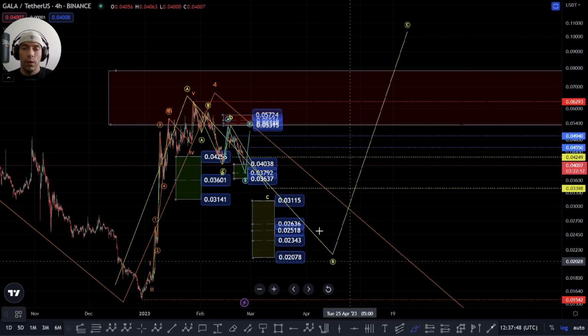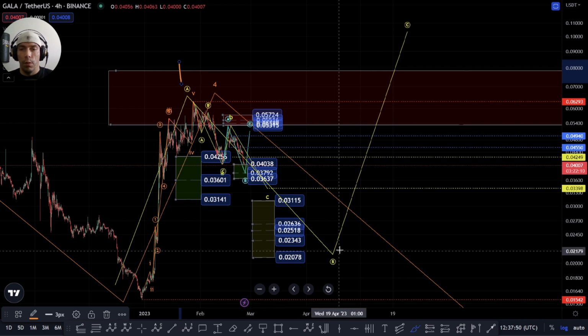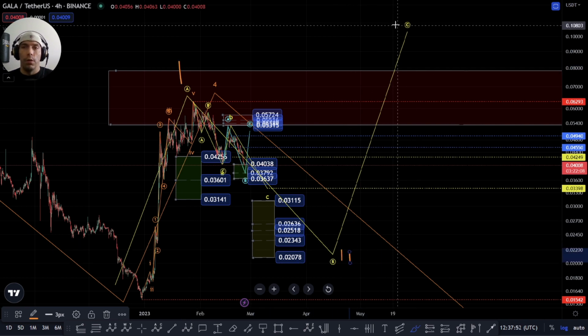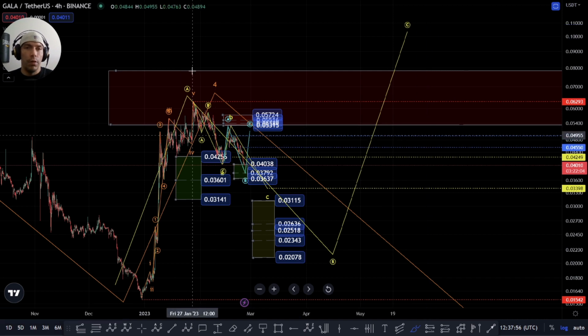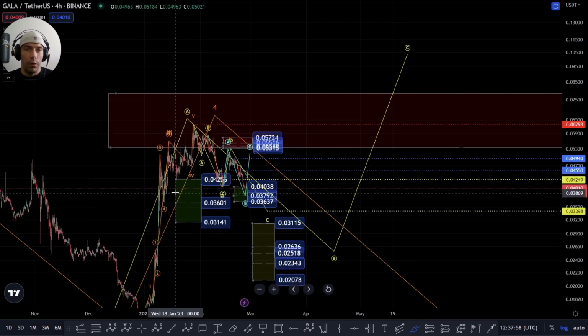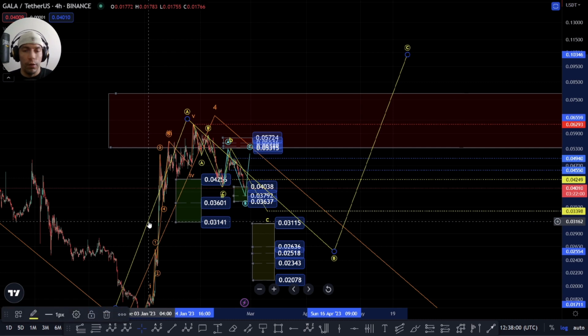Alternatively, we can also argue that this could be a 1, a 2, and then we look for a third wave off the back of it. But we don't have that information yet. So that's just speculation at this point.